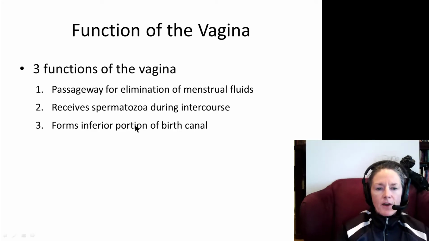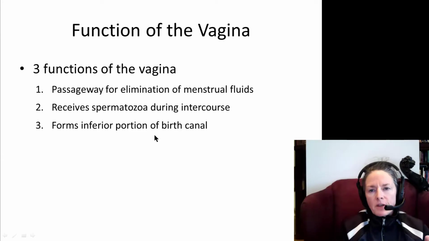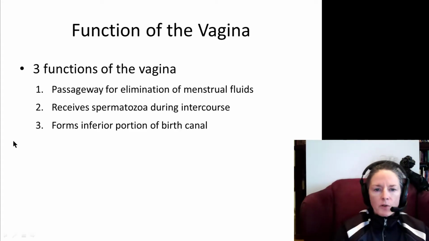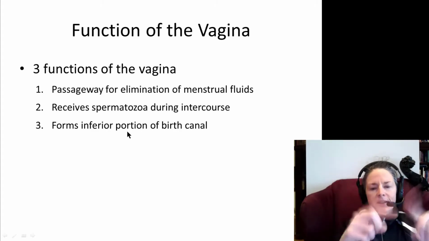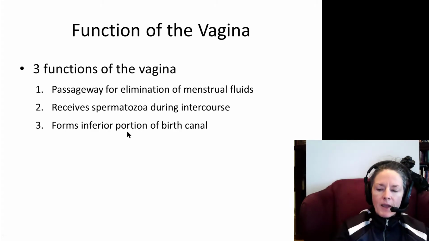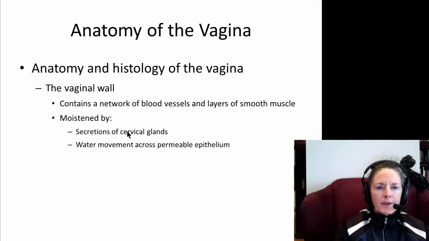And finally, it's obviously the birth canal. So this is where the child has to pass from the uterus to the outside world. And this is why it's so highly distensible, and this is why it's elastic and has all these rugae in it, so that it can expand when the baby comes through.